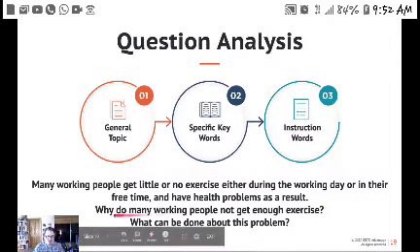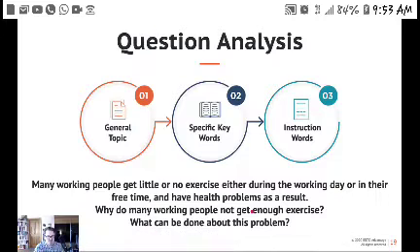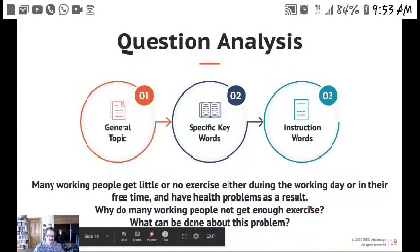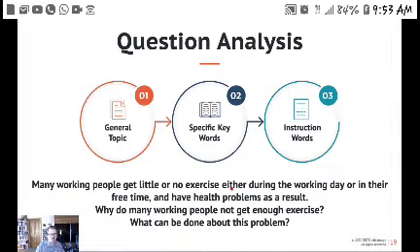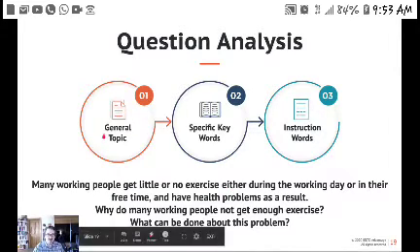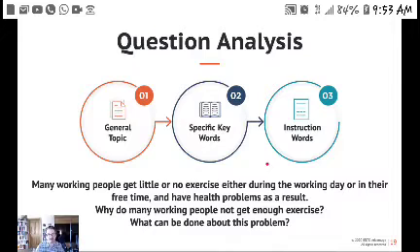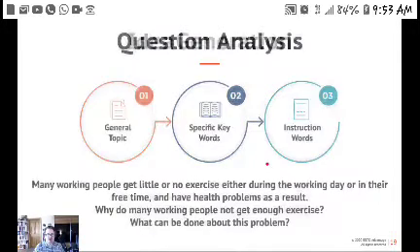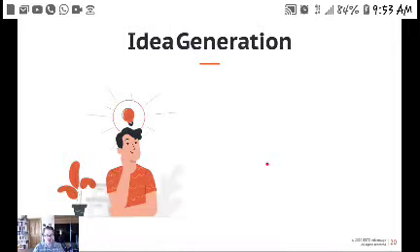And then the instruction words are these two things here. We need to say why many people who work don't get enough exercise. So we need to specifically answer that question. And then we need to answer this question: what can be done about this specific thing? So, what can be done about working people getting little or no exercise and having health problems as a result? As you can see, if you follow this three-step process, you're going to fully understand the question. If you understand the question, then you'll be able to move on to the next step, which is idea generation.